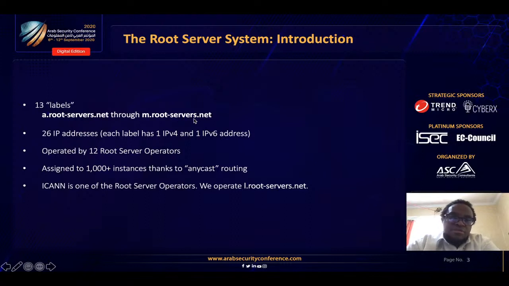Each root server has a label from A to M, so you have a.rootservers.net and m.rootservers.net. Each of these labels has its own individual IPv4 and IPv6 addresses. In addition, there are 12 root server operators that manage a given label. We at ICANN manage one of these labels, which is the L root server, and ICANN is in charge of deploying the L root system.